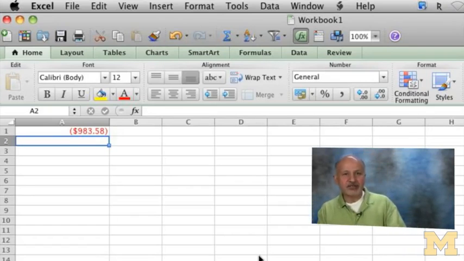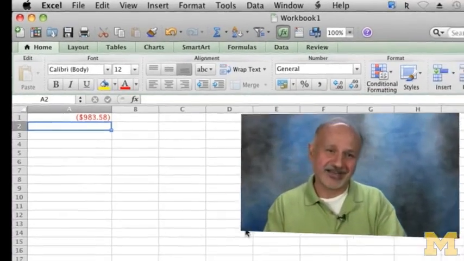Who is getting the $500 today? You're giving it up, but who's getting it? The bank is getting it. And what will they have to do 10 years from now if they are getting it? Remember, I put 500 positive in the PV. They'll have to give up 983.